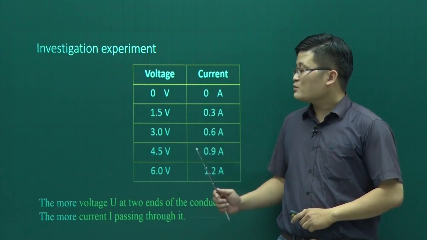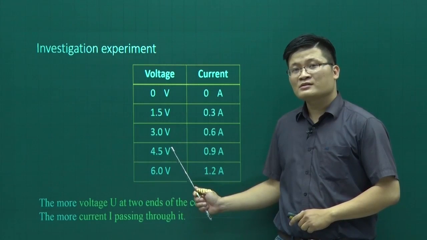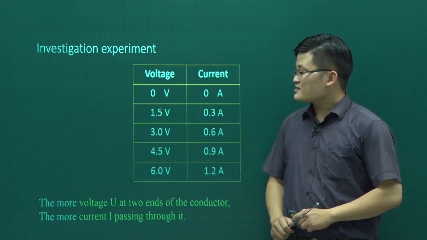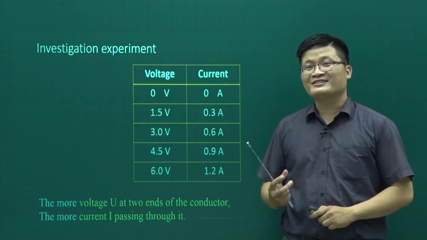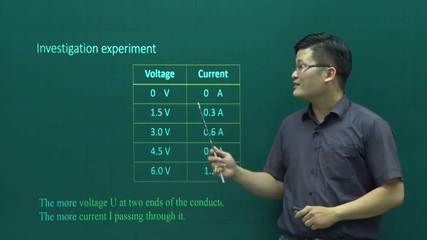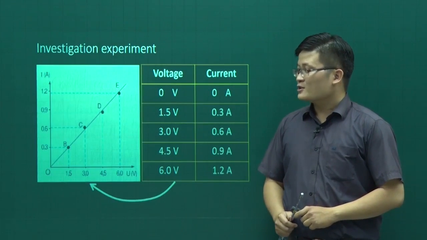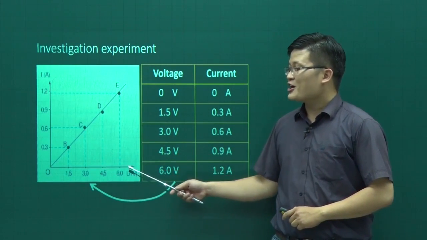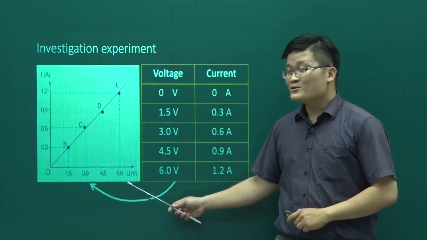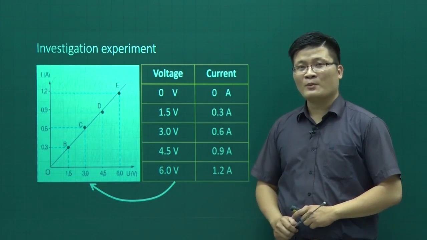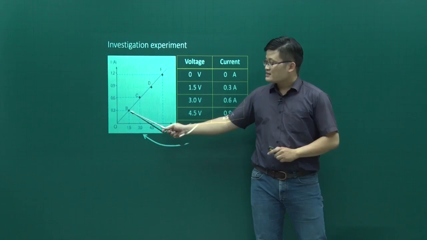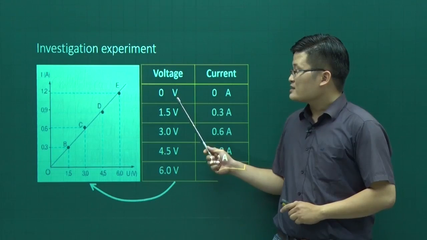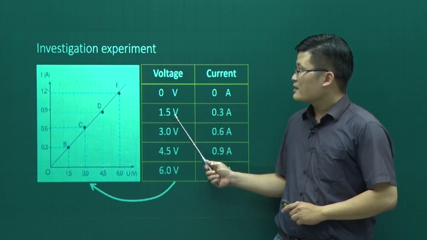Or we say, if we apply a higher voltage, we get a higher current. But that seems not enough to tell about the relationship between voltage and current. So for that reason, we will plot the data diagram by using the data from the table. And you see here, this is the data point, which corresponds to the data sets we have here.